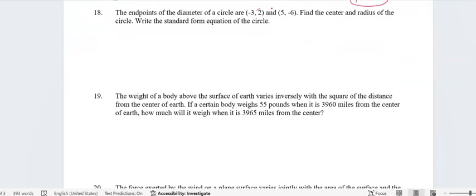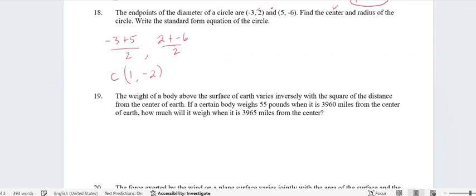Number 18, the endpoints of the diameter of a circle are given. And so we need to find the center, which will be the midpoint between these 2 points. And so what I'm about to show you is, this is called the midpoint formula, where you add the 2 x coordinates for the 2 ordered pairs and divide by 2. And then you add the 2 y coordinates and divide by 2. And doing the simplification here, this is 2 divided by 2, which is 1. And this would be -4 divided by 2, which is -2. So that's the center.